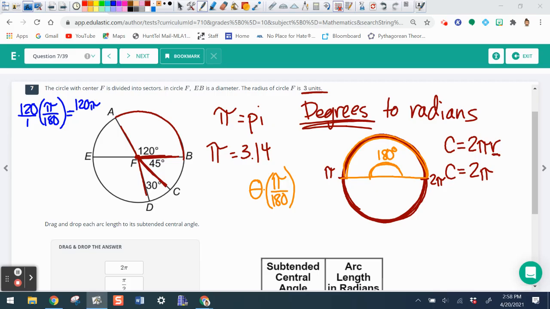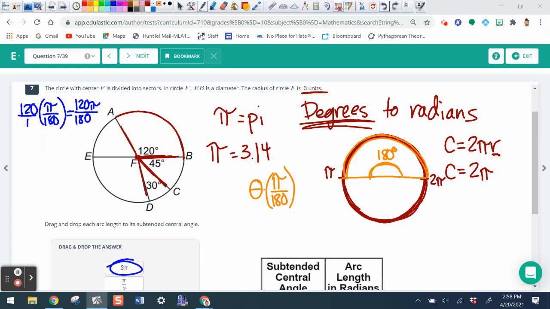If you notice, the answers still involve pi, so we won't multiply by 3.14 over 180. Now, 120 and 180 can divide by a common factor, so we're definitely going to do that here. Always simplify your fractions as you can. So I believe both of those can divide by 60. So 120 divided by 60 is 2.